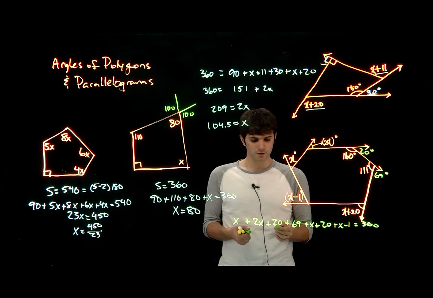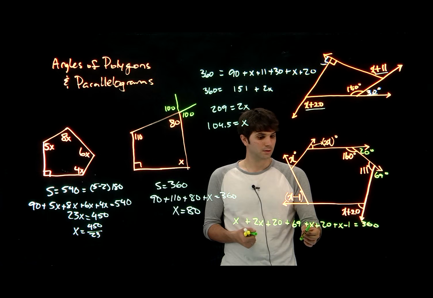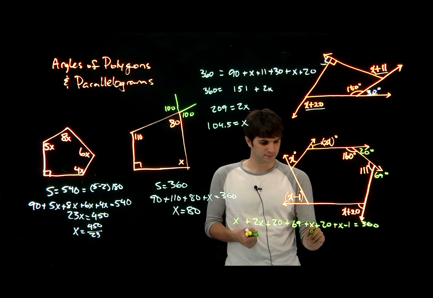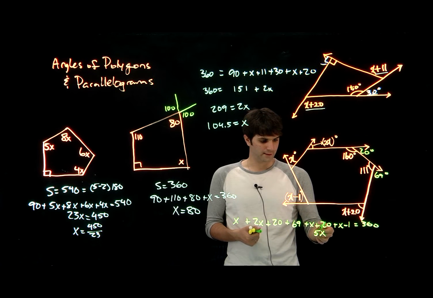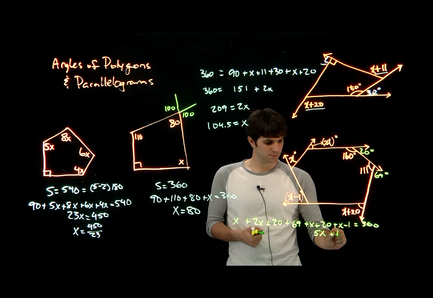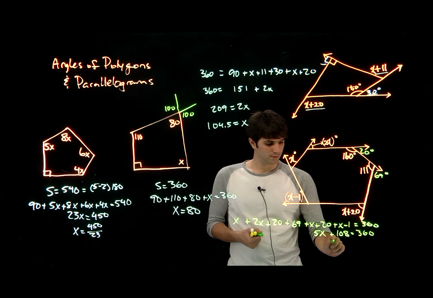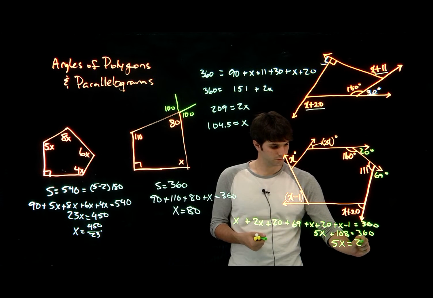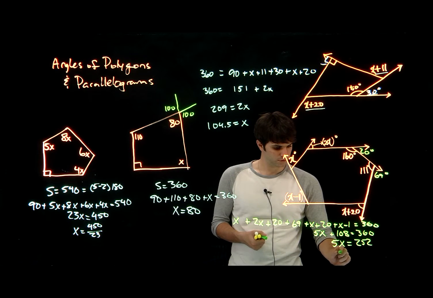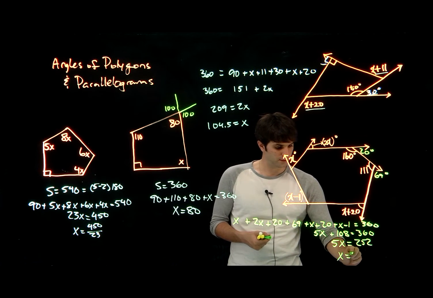All right. So add the x's first. x plus 2x is 3x, 4x, and 5x. So we have 5x. Write that here. 5x. And we have 20, 89, 109, 108. Okay. So 5x equals, if you subtract 108, you get 252. So x equals 250 divided by 5 is 50. So it's 50.4.